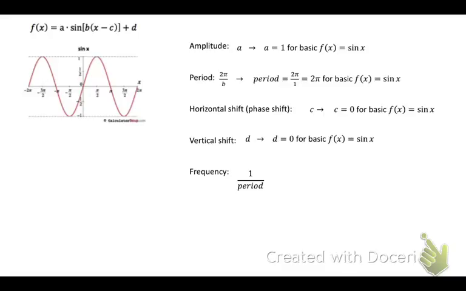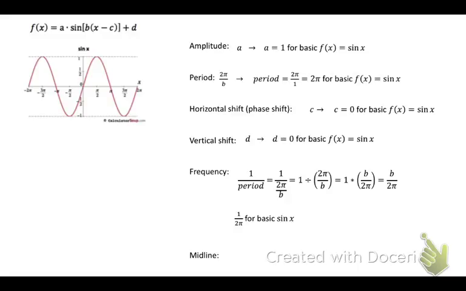And your frequency is 1 over the period. And our period is 2 pi over b, so it's 1 over 2 pi over b, which is the same thing as 1 divided by 2 pi over b. If you divide by a fraction, you can flip that fraction and multiply. So that's 1 times b over 2 pi, which is just b over 2 pi. And it's 1 over 2 pi for the basic sine of x function.